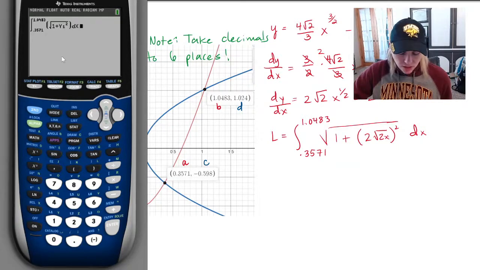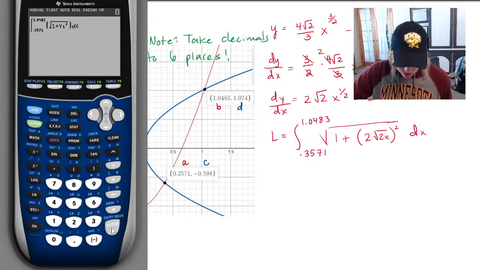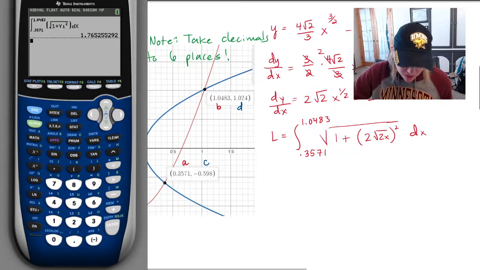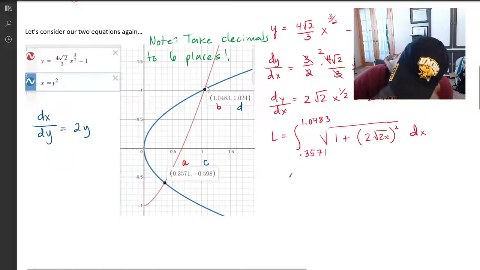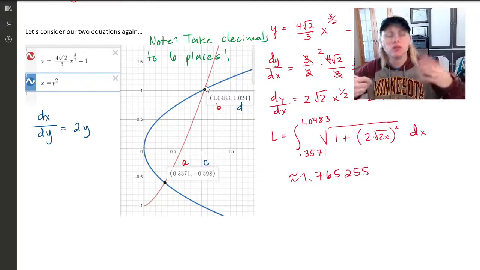Now in your calculator, you're always going to use the x variable as your variable. So it'll always be dx. So here we go, enter, and this tells me what my length of curve is there. So 1.765255. And I'm going to more than 3 places because I'm working within my problem.